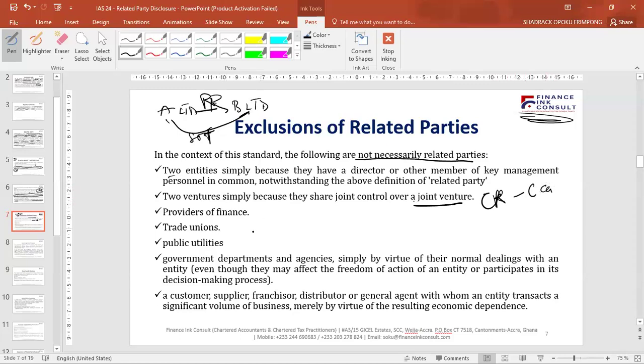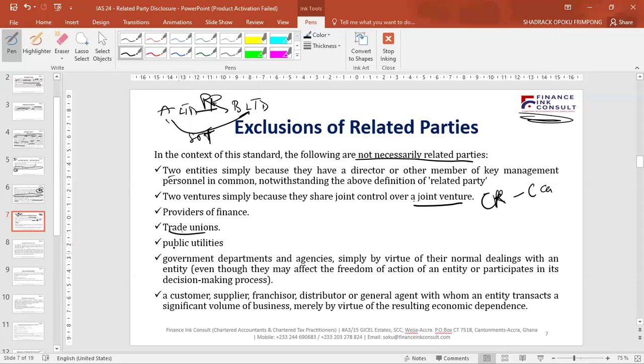Providers of finance. So if you go to the bank for finance, that is a loan, or you go to your friend, Charlie, I need some funds to fund my business. By virtue of receiving funds from the bank or the friend, that doesn't make your friend and the company related parties. And yes, Adianka, all the banks will be related parties to the entities that we are serving as the accountant.